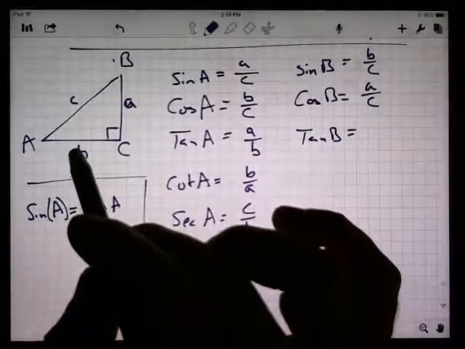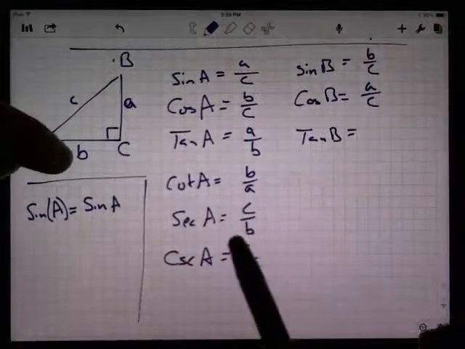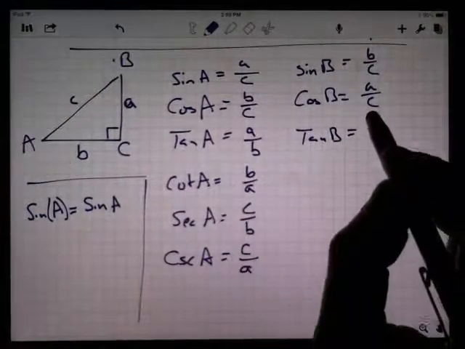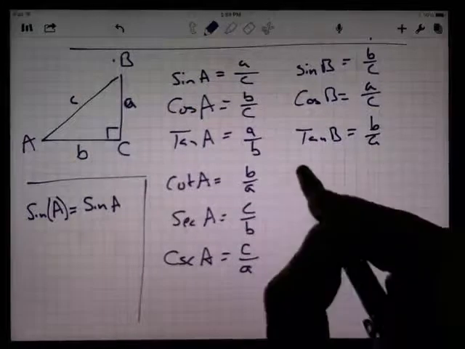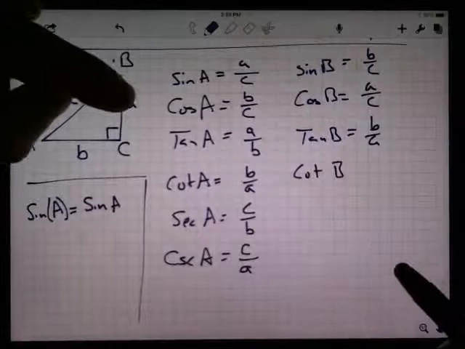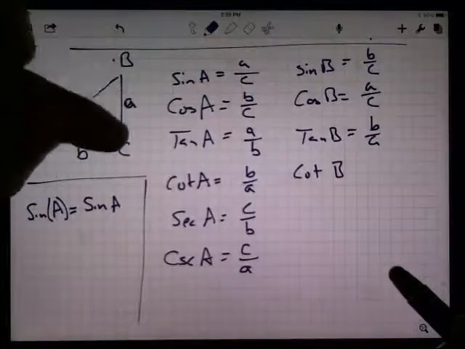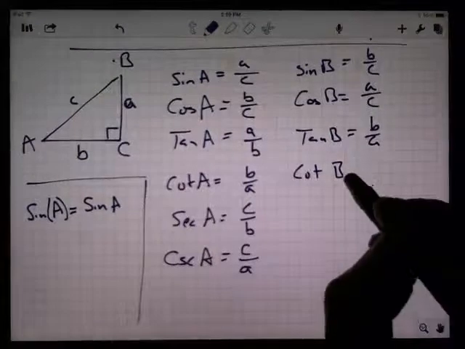Tangent is the opposite side divided by the adjacent, and this is opposite of B divided by the adjacent to B, and so on. Cotangent of B would be the adjacent side divided by the opposite side. Again, I'm focusing on angle B, so this is adjacent and this is opposite.